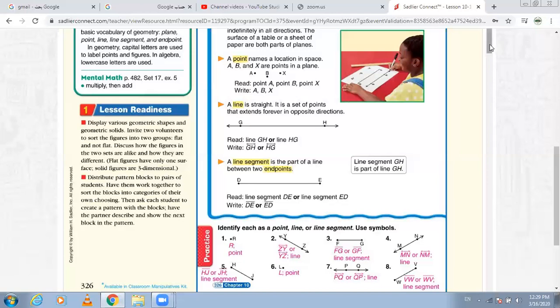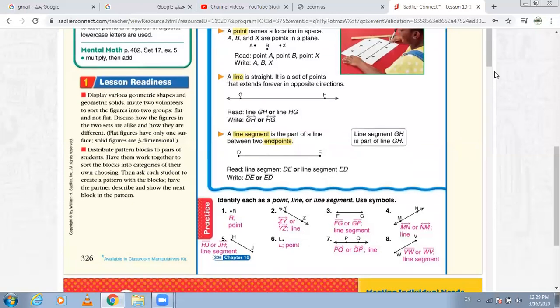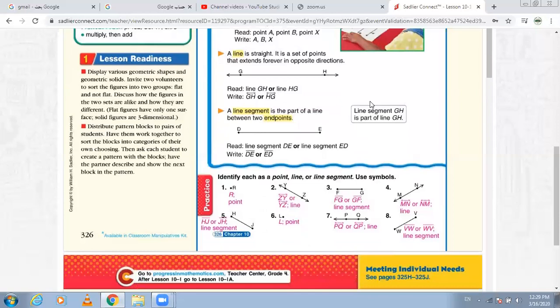Let's go to the questions down. First question, we have what? Point. Look at the dot. So that means we have point. How can I name it? You have to tell me R, only the letter.